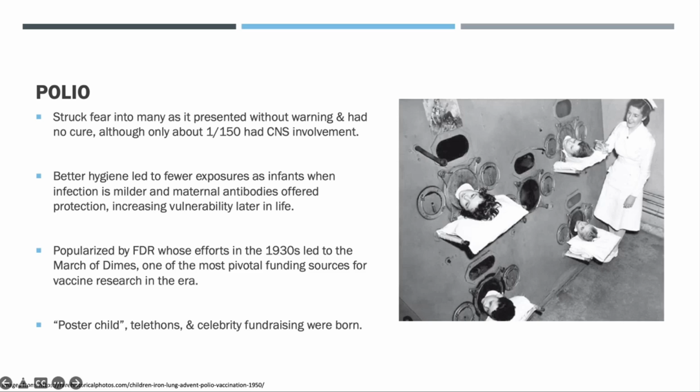FDR, of course, popularized polio after he contracted the disease in the 1920s, and his efforts led to the March of Dimes, which is one of the most pivotal funding sources for vaccine research in the era. This is when the concept of the poster child, the telethons, celebrity fundraising, that's really when a lot of this was first born.